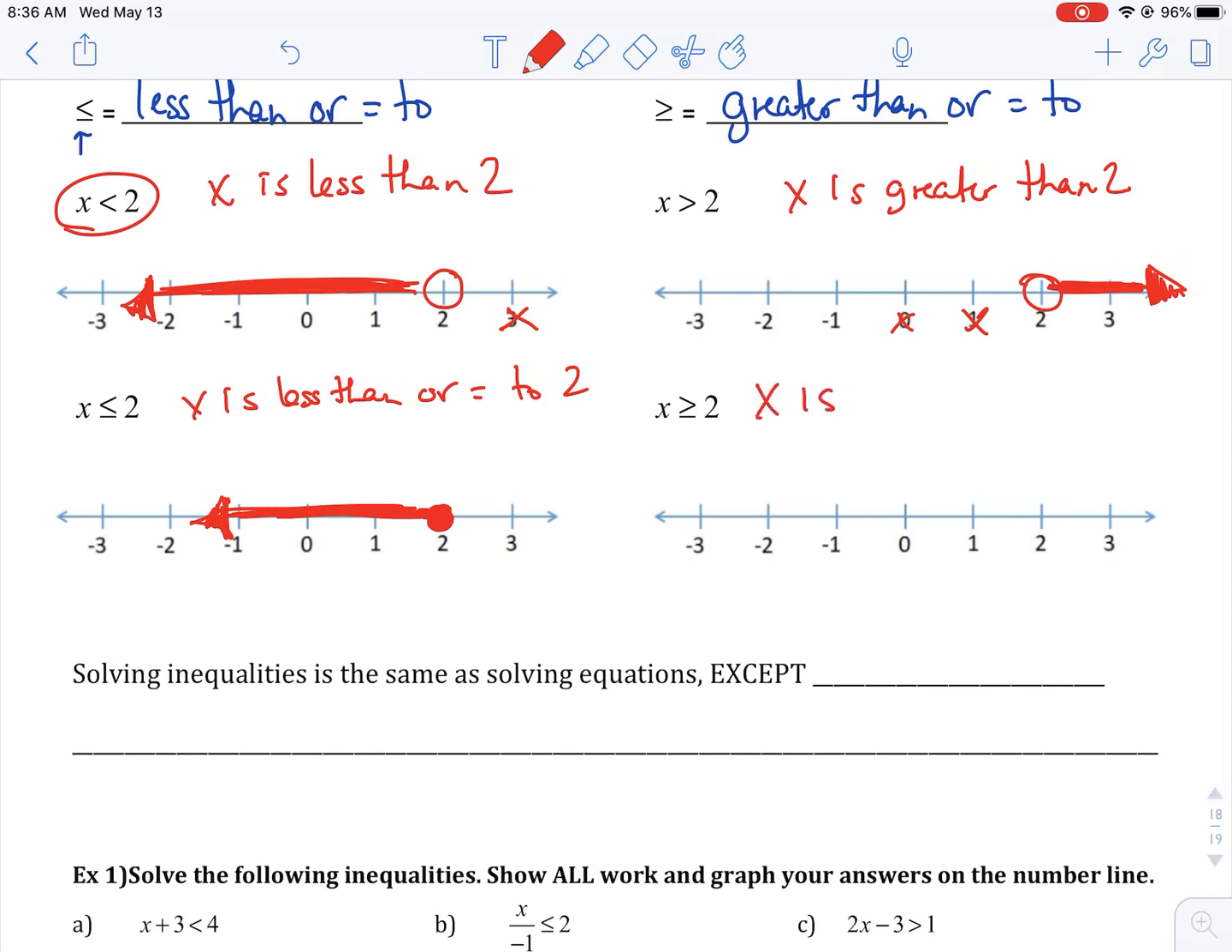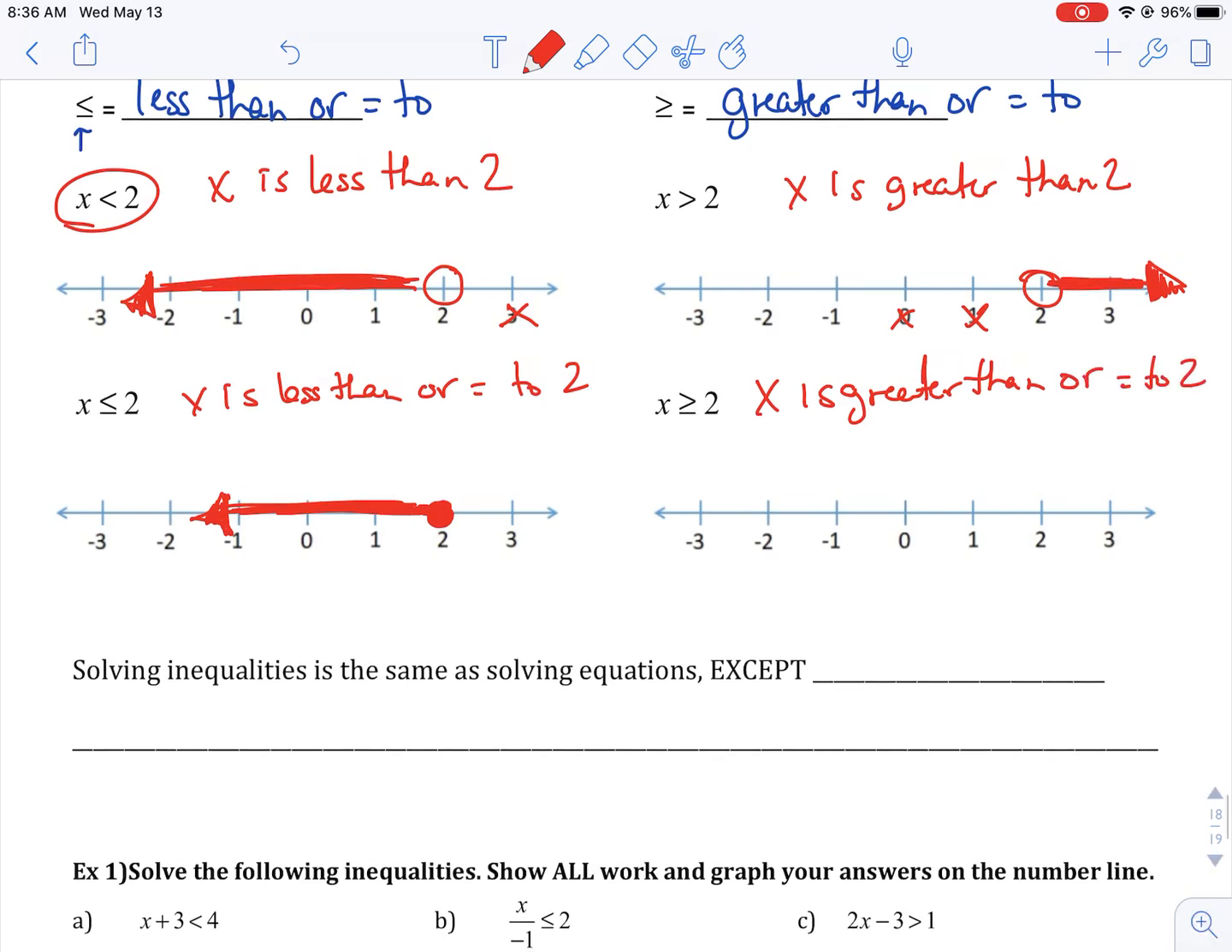And then the last one is x is greater than or equal to 2. So again, we want to include 2 this time, so we put a colored in circle there. And then we want numbers that are bigger than or greater than 2, so we're going to draw that arrow going to the right. Numbers like 3, 4, 5. Oops, not a very good arrow.